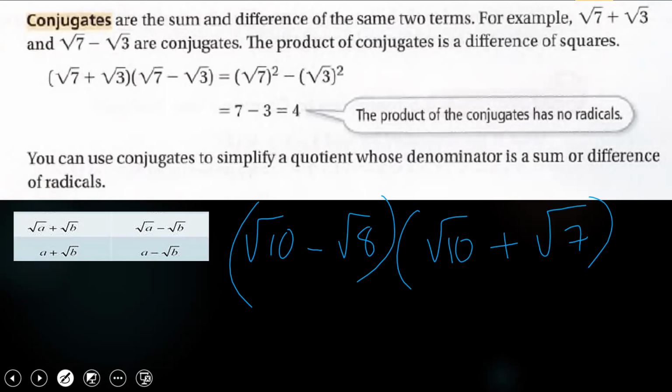Now, when we use conjugates, we use them to simplify a quotient whose denominator is a sum or a difference of radicals. Let's see this example here. Here we have 10 over the square root of 7 minus the square root of 2. As you see here, we have radicals in the denominator, and if we have radicals in the denominator, this is not a simplified one.